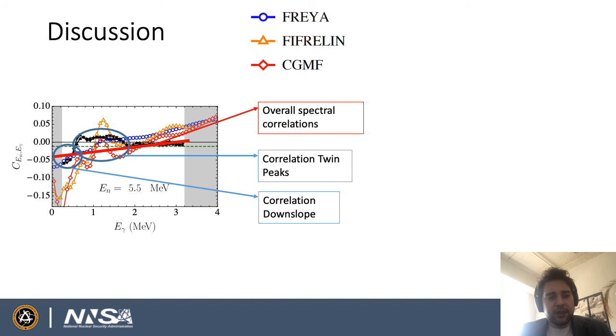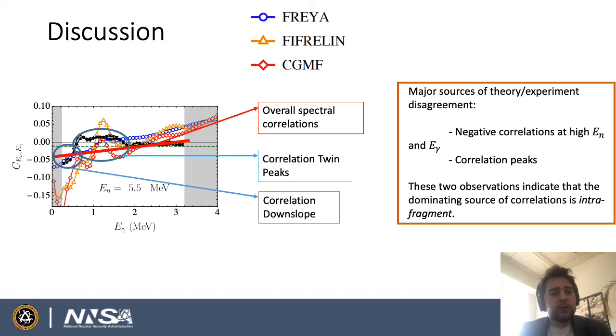Now, there's a lot of analysis that can go into this, but it turns out that one of the ways that we can explain both of these behaviors simultaneously is by foregoing the assumption that there are strong interfragment correlations, so between neutrons and gamma rays emitted from different fragments. And therefore, we reach our conclusion that our observations indicate that the dominating sources of correlations are intrafragment, which is also intuitive, but is not predicted by model calculations.